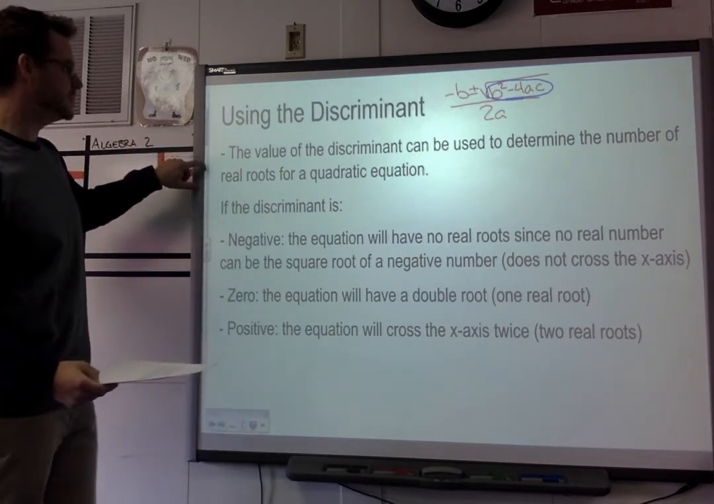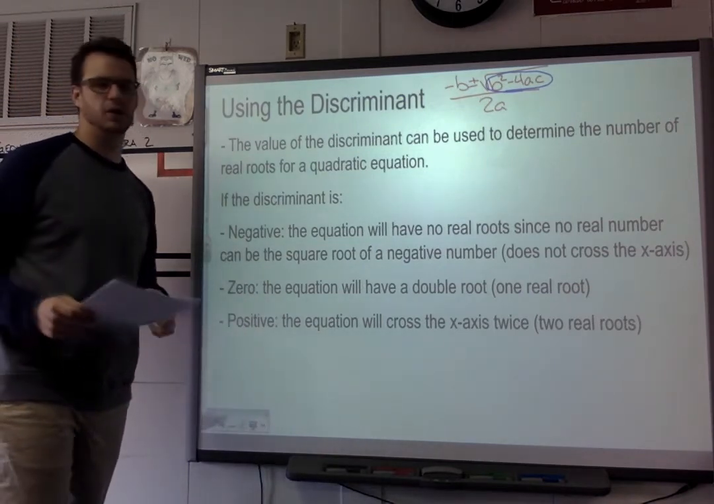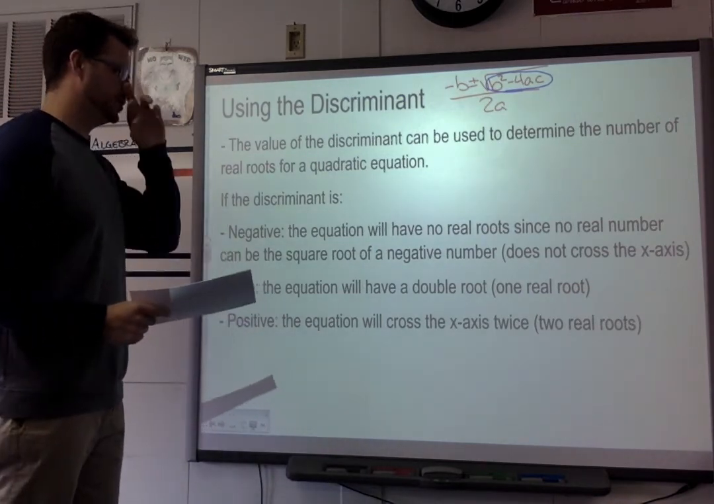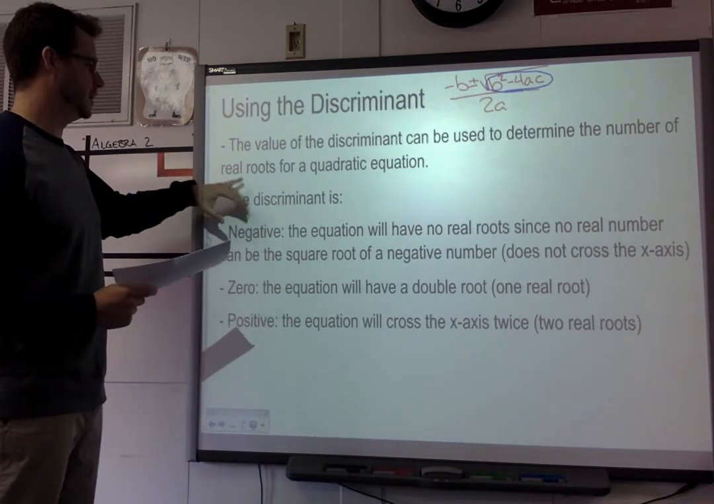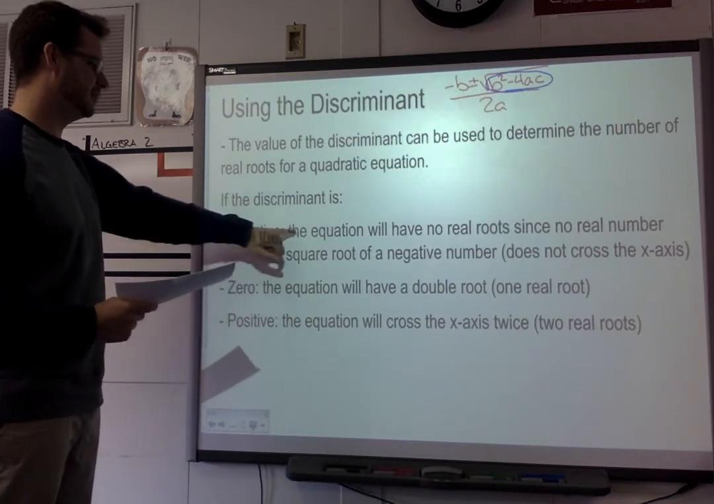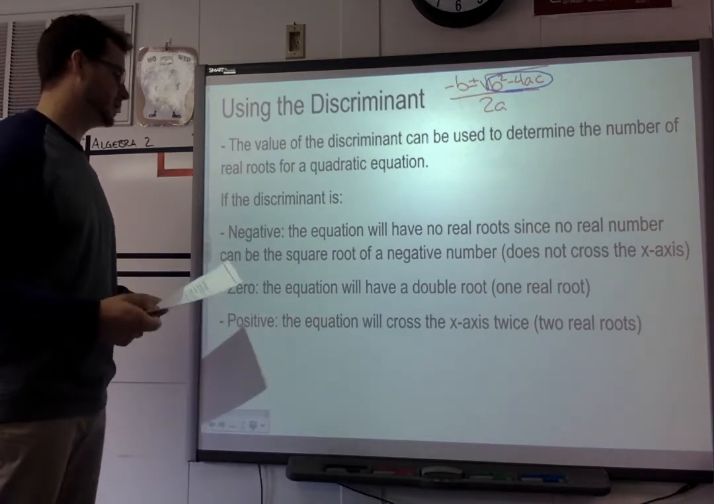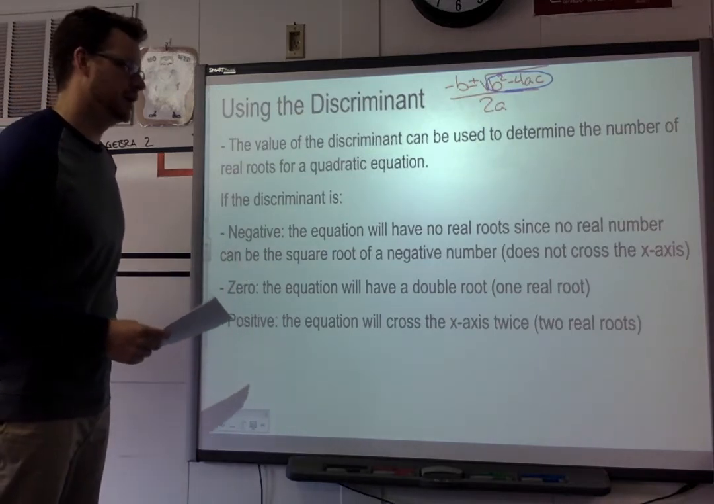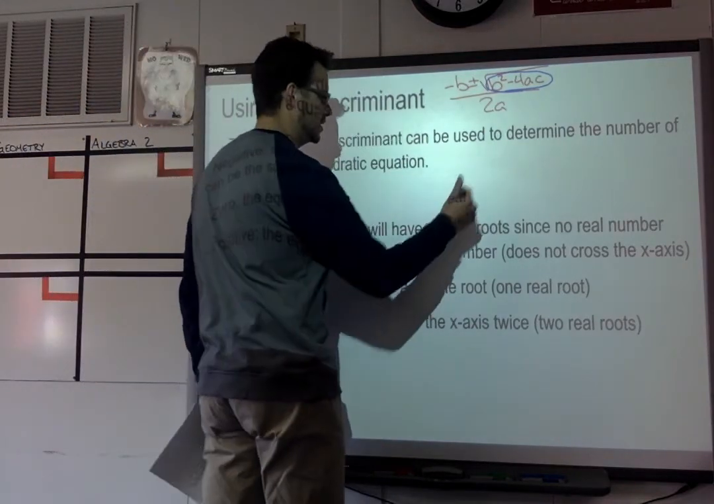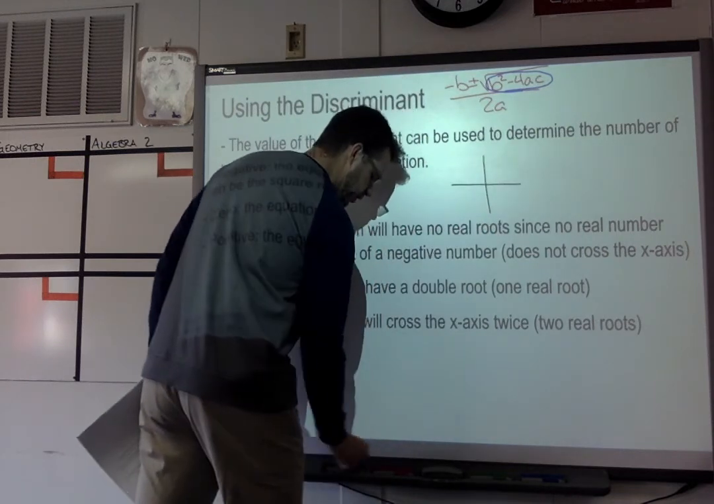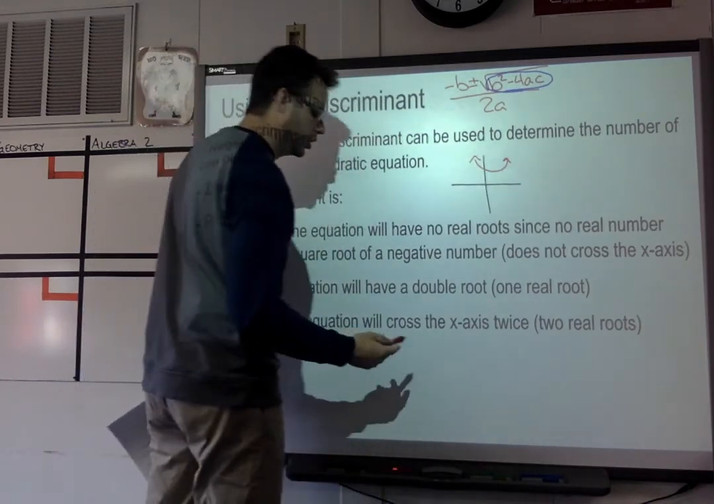So, using that discriminant, the value of the discriminant can be used to determine the number of real roots for a quadratic equation. So real roots, again, is how many times does it cross the x-axis. So, when you find the discriminant, if it's negative, the equation will have no real roots, since no real number can be the square root of a negative number. So no real roots means that it will never cross the x-axis. Like we talked about last time, that's one that will look like this, where we said no real solution.